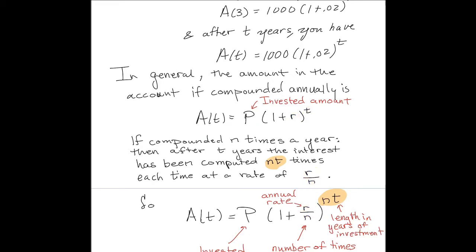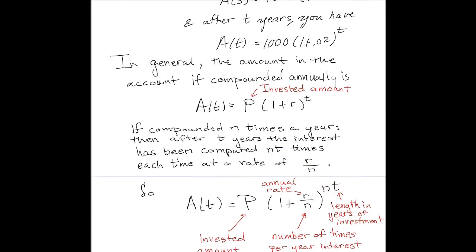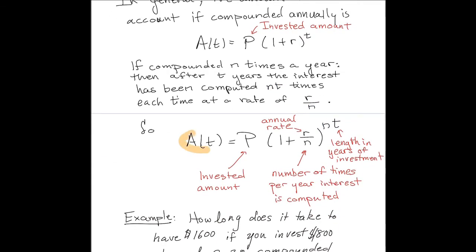So we get the more general formula that the amount you have in your account after time t years is the amount you invested times 1 plus the rate over the number of times per year you compound, to the number of times you compound power.